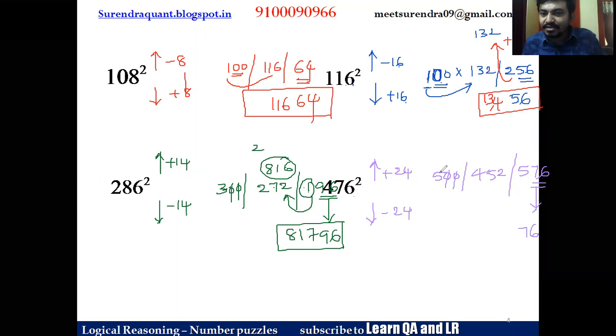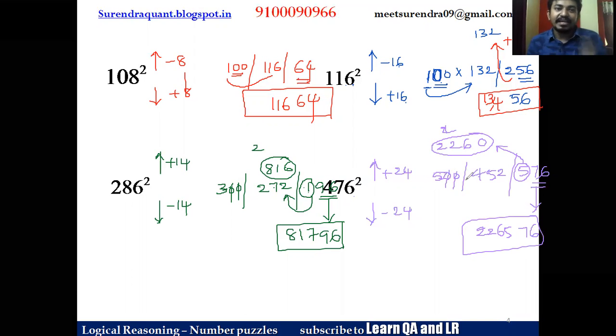Now product this. So 5 2s are 10. 5 5s are 25 plus 1, 26. 5 4s are 20 plus 2, 22. So 2260 is the product. And this carry should be added to this product, right? So that is 2265. So 226576 is the number. Very simple, right? Okay. Let us go for some more interesting numbers then.